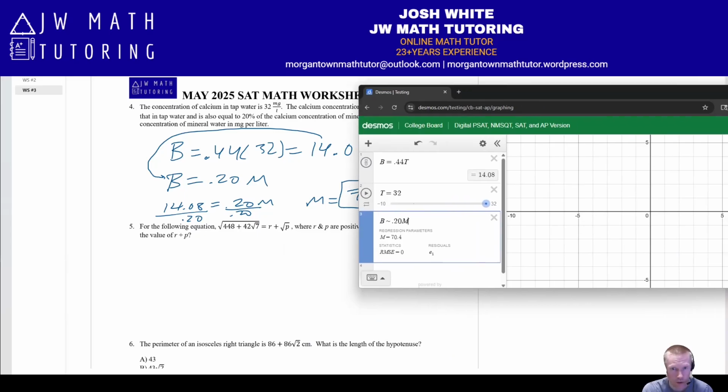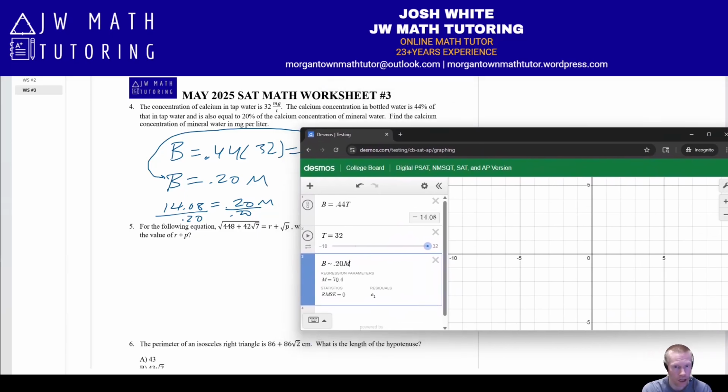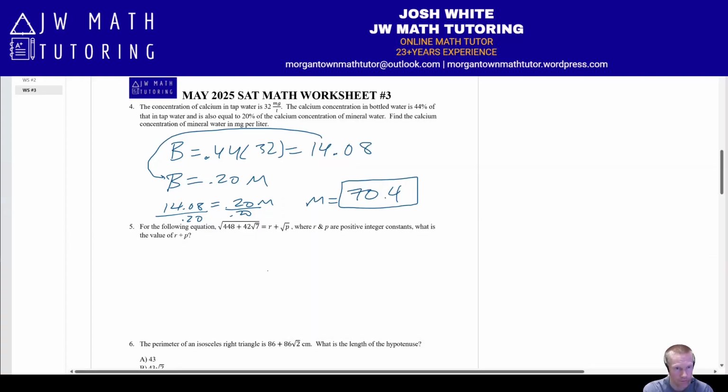And notice, in one step, not one step, I mean 3 lines, but essentially once I type this third line in the regression, it gives us the mineral water value of 70.4. And that's how you could do this in Desmos. Again, typing this whole thing in took maybe 15, 20 seconds.